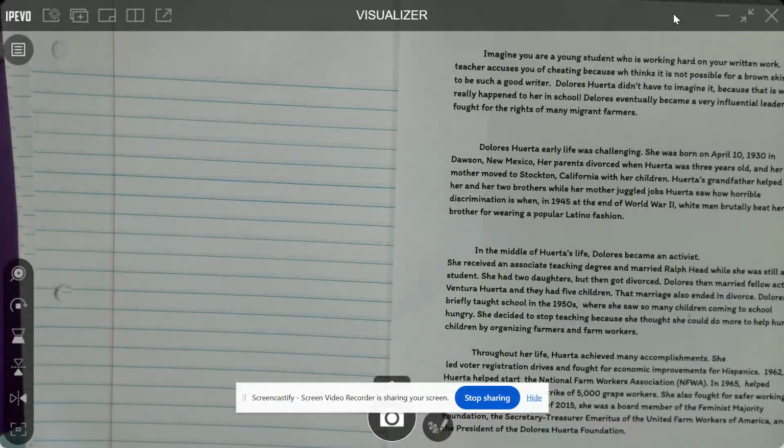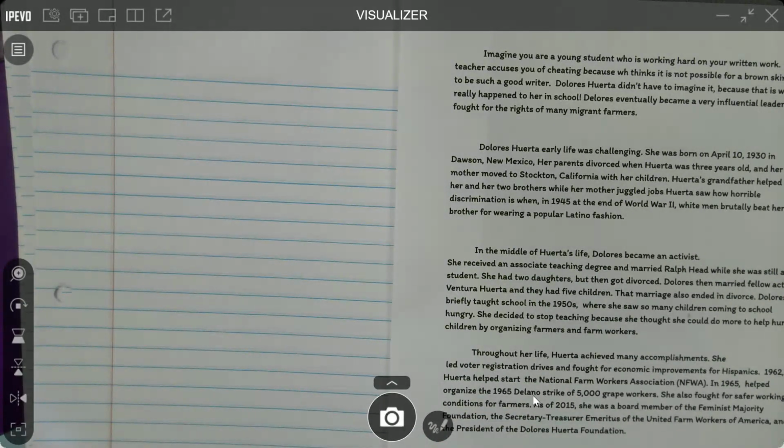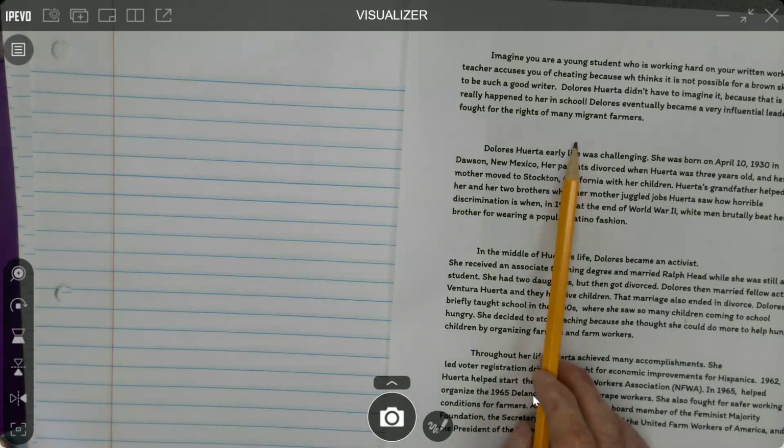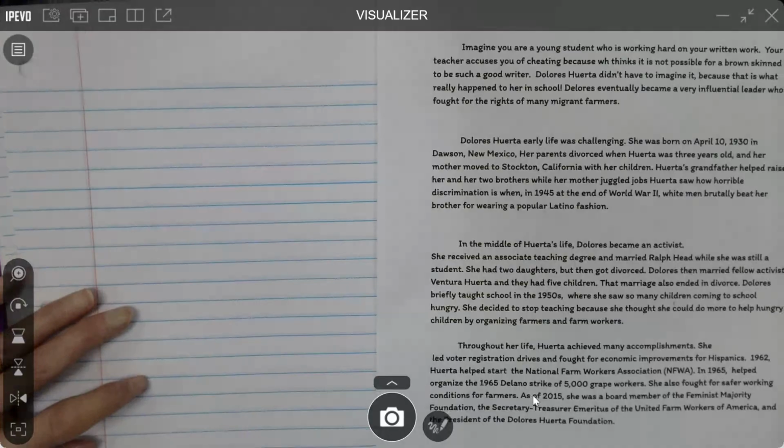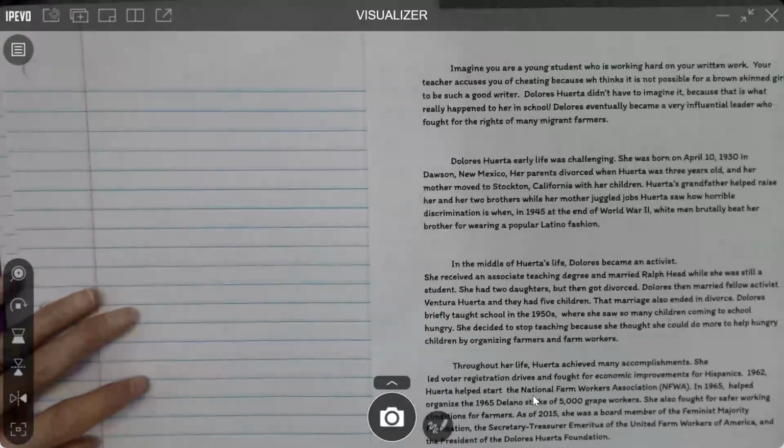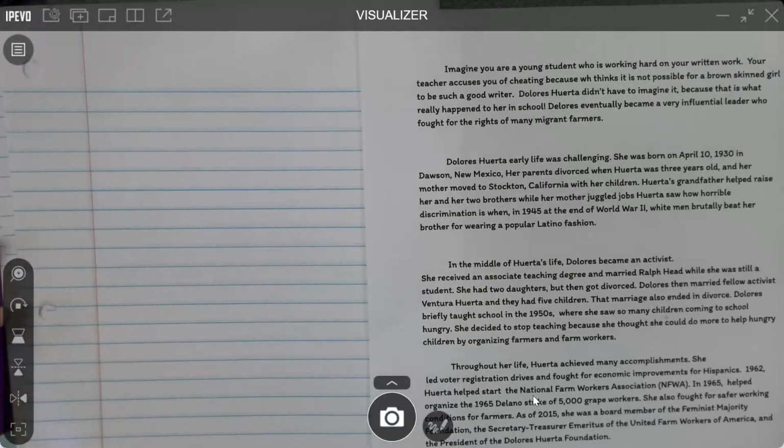Hello, fifth grade writers. We are going to talk today about how we're going to take our final essay and turn it into our speech for our wax museum. So the first thing you're going to do is either pull out your final draft if it's been printed or pull it up on your iPad.